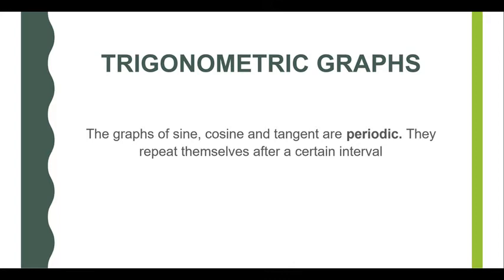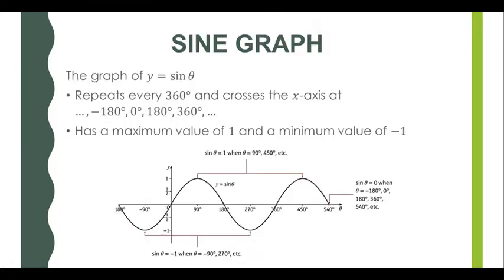The graphs of sine, cosine and tangent are periodic, which means they repeat themselves after a given interval. So if we first look at the sine graph, it repeats every 360 degrees, which is this. So when it gets to this point, it just repeats over again and continues to repeat. It crosses the x-axis at minus 180, 0, 180, 360, and so on, and has a maximum value of 1 and a minimum value of minus 1.